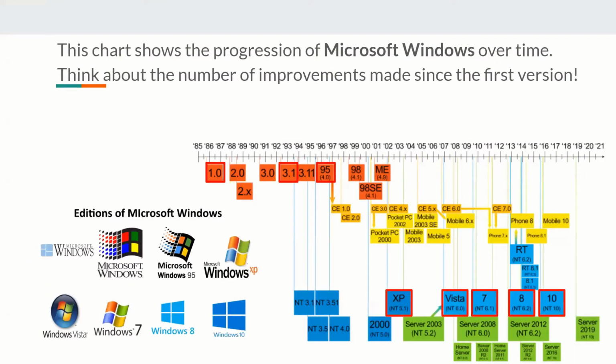This is a cool chart that shows the progression of Microsoft Windows over time. It'll be cool if you think about the number of improvements made since the first version, like Windows 1, all the way up to Windows 11 that we have today, right?